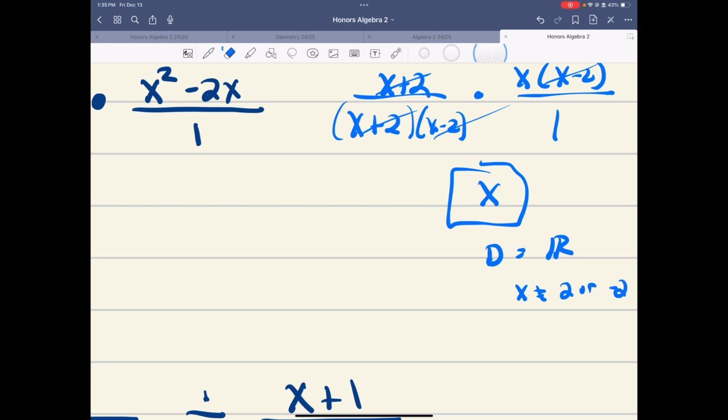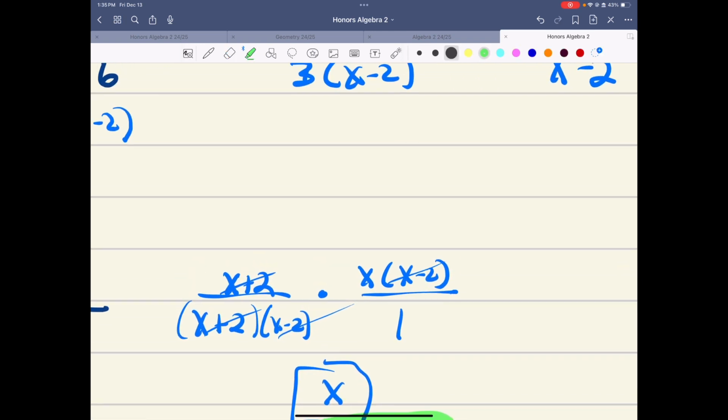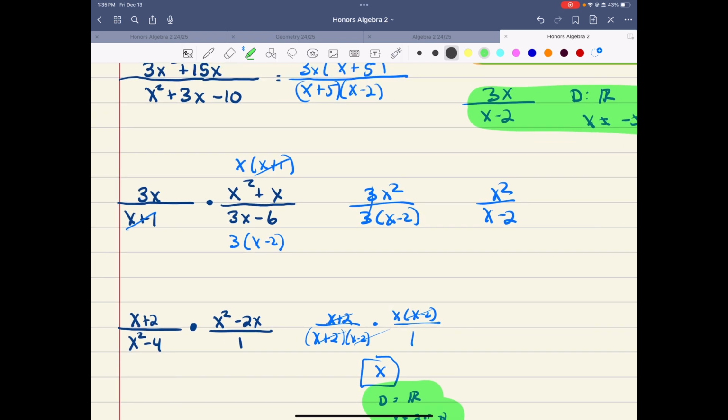As I zoomed out on that last one, I had somebody come in, so I had to pause the video. I did notice I did not do the domain for that last one. I think we were done. Simplified right there. So I went back to it. So the domain, all reals, x can't be 2. Now I got that one finished off as well.